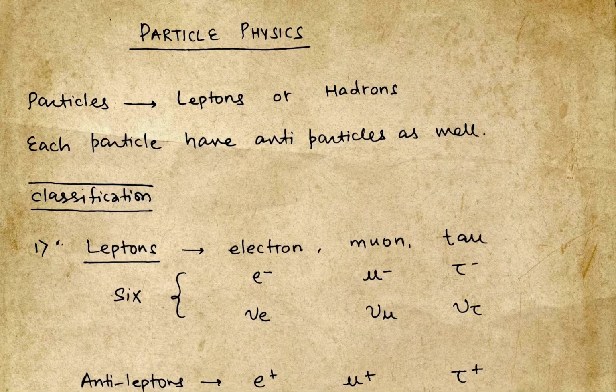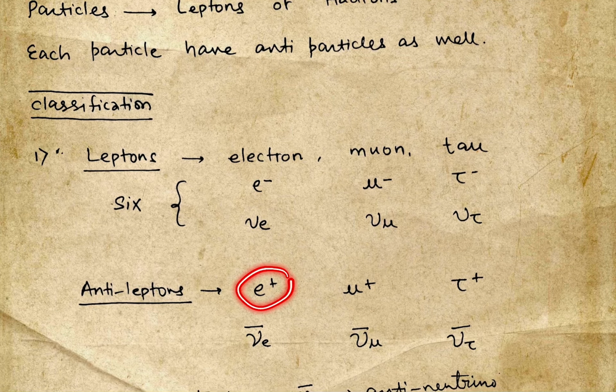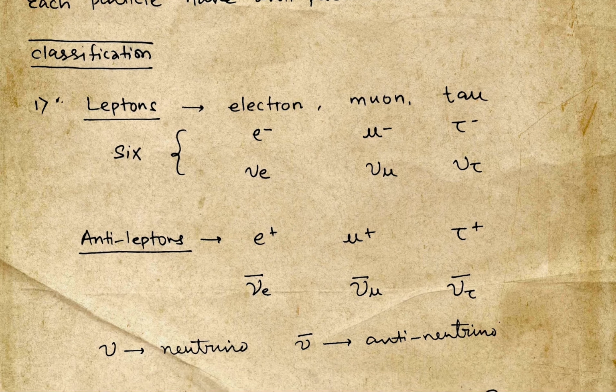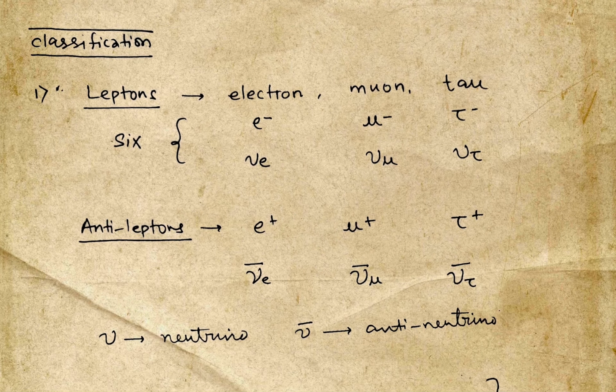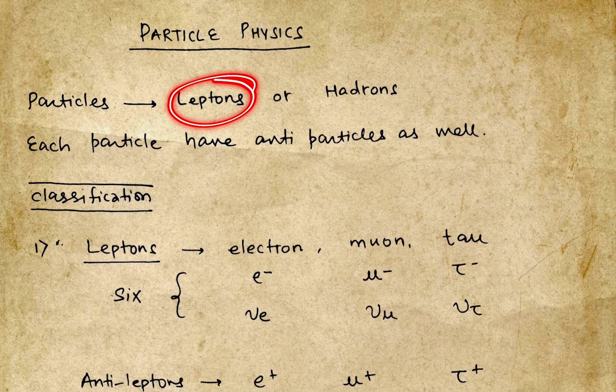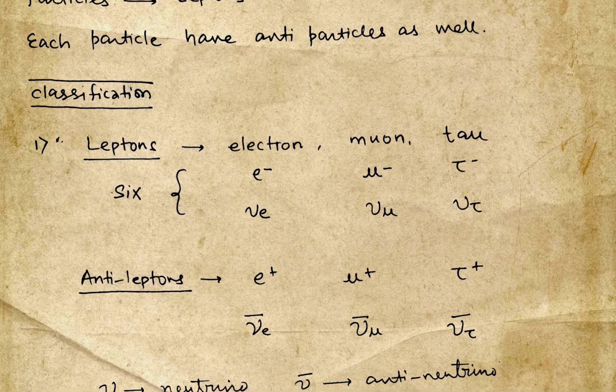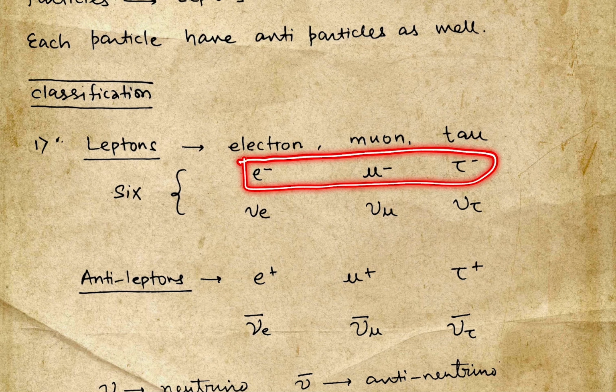As I have told you, particles are either leptons or hadrons, and each particle will have its antiparticle as well. For example, we have the electron, then it will have its antiparticle, the positron. So let us have a basic classification, and it is not only basic, but I feel it is complete. Let us learn it. First we will learn about leptons. In leptons, you will find six leptons and six anti-leptons. The first three leptons are quite easy. You just need to remember this one.